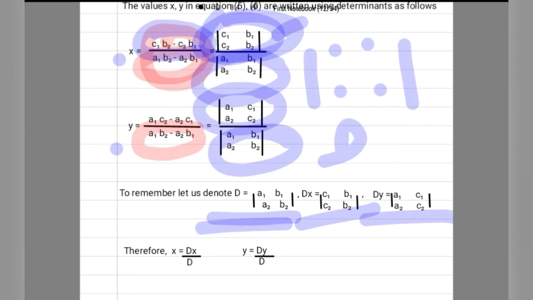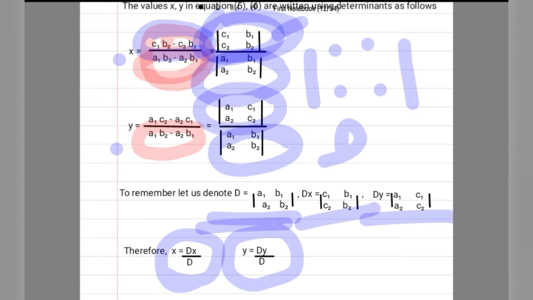Also you will get the MCQs of solving the determinant, so understand it properly. This is just a derivation, it seems a little difficult, but we will solve it and make it easy. Now we can find the value of x by dividing determinant dx upon determinant d, and y we get as determinant dy upon determinant d.